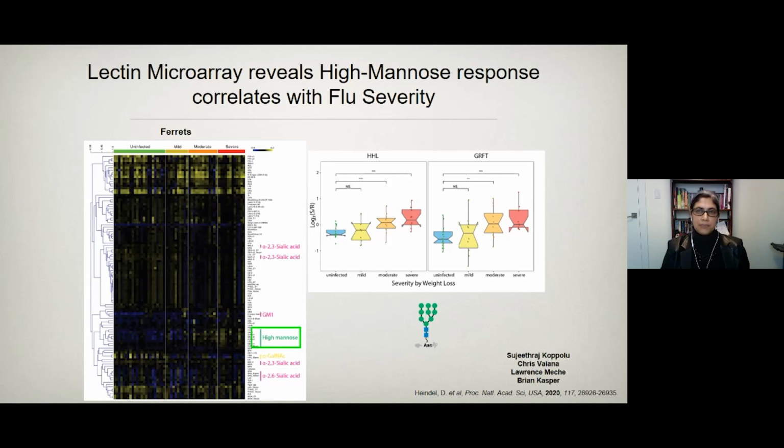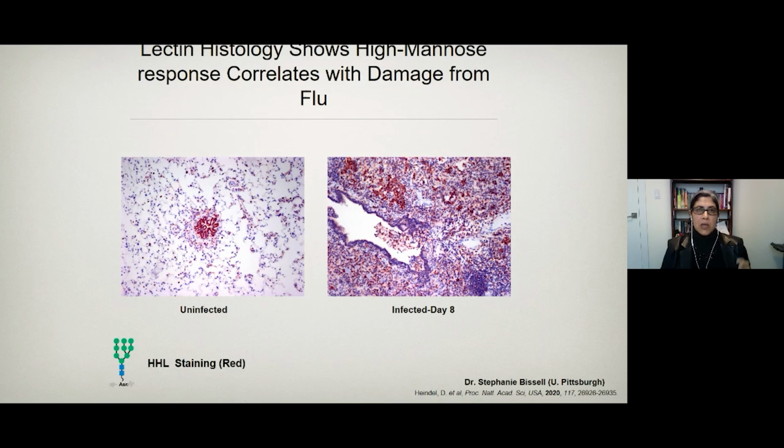Next slide, please. So we showed that the histology actually correlates with damage from the flu. If you look at the lungs, uninfected versus infected, and you look at the high mannose staining, shown in red here at day 8, you can see very clearly that there's a huge amount of high mannose in the damaged lung.